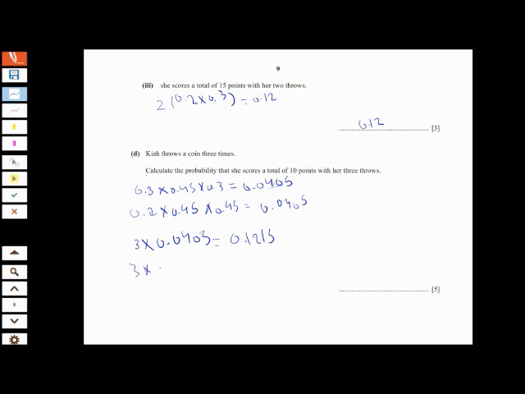And the same goes for the other one: 3 times 0.0405. Same result because the same numbers, 0.1215. Add these two together and you get 0.243.